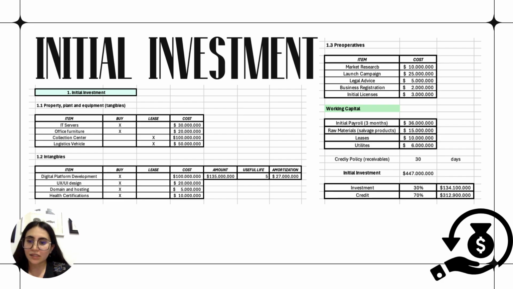Pre-operating expenses cover licenses such as the Chamber of Commerce and the Fire Department. Working capital includes payroll, raw materials like rescued food, rent, and utilities for the first few months.